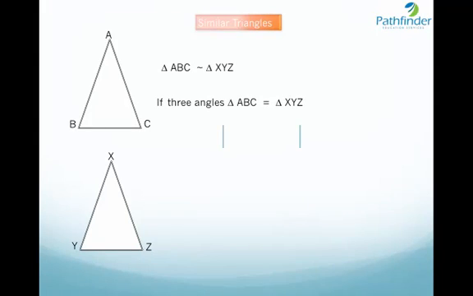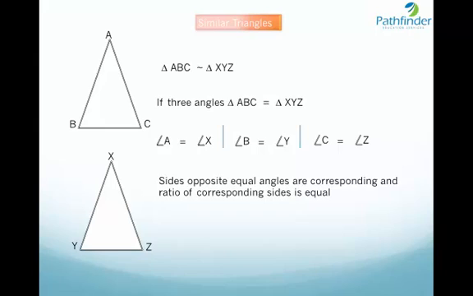So if three angles of triangle ABC and triangle XYZ are equal, then we have angle A is equal to angle X, angle B is equal to angle Y, and angle C is equal to angle Z, as I already told you. Sides opposite equal angles are corresponding sides, and the ratio of corresponding sides is equal. This is the basic principle of similar triangles. That is, the sides opposite equal angles are corresponding. So, if angle A and angle X are equal, then the side opposite angle A is BC and the side opposite angle X is YZ. These two sides are corresponding sides.